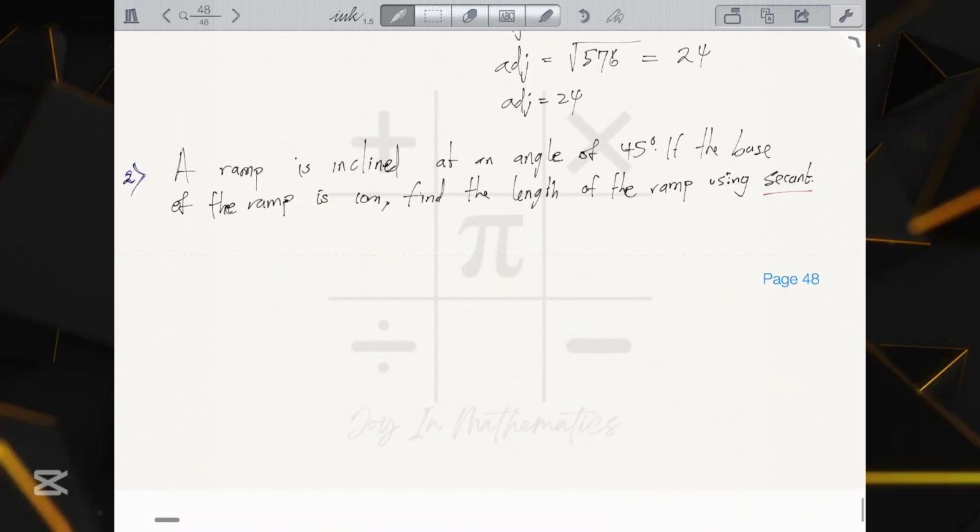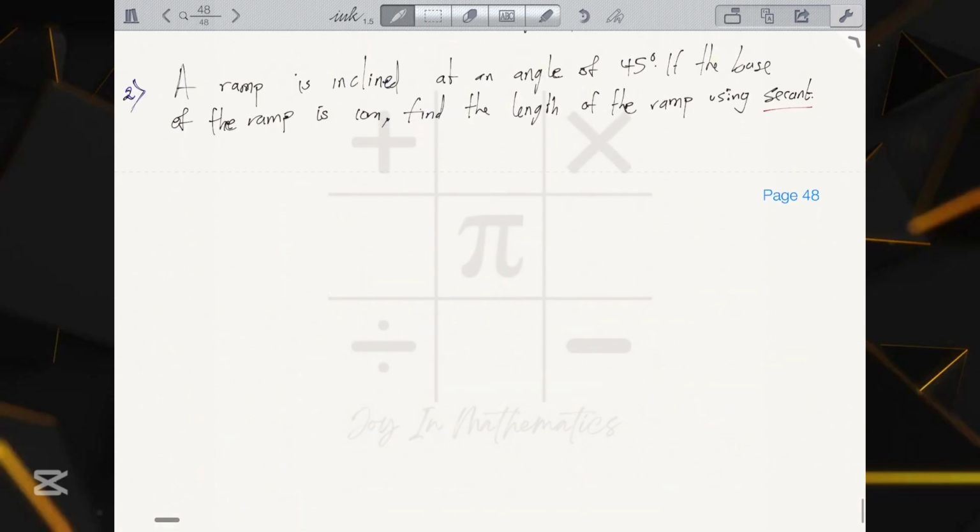Okay. Now the question says a ramp is inclined at an angle of 45 degrees. If the base of the ramp is 10 meters, find the length of the ramp using secant. Emphasis on secant. So let's draw a diagram to represent this.